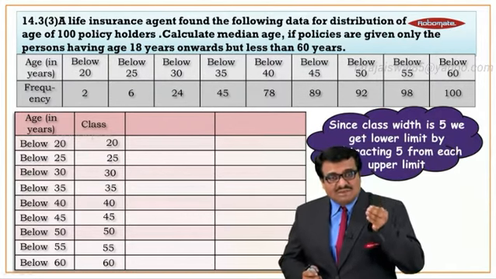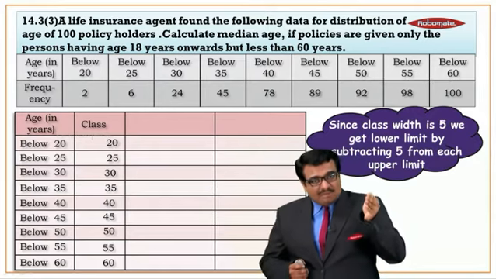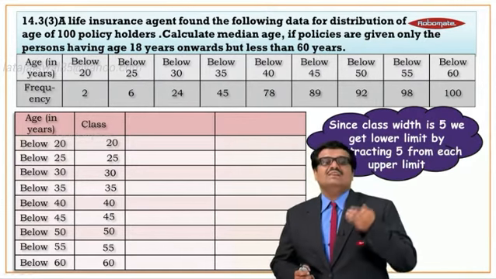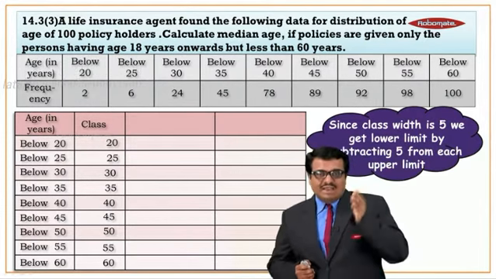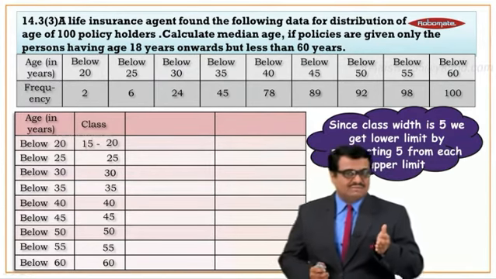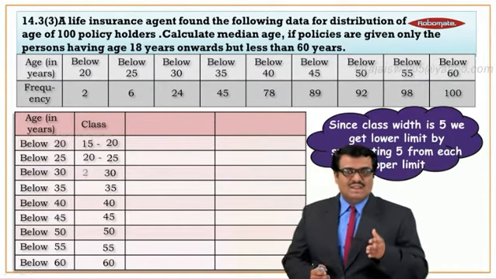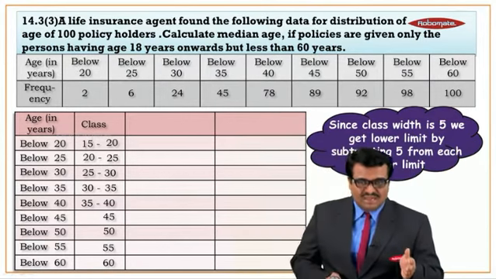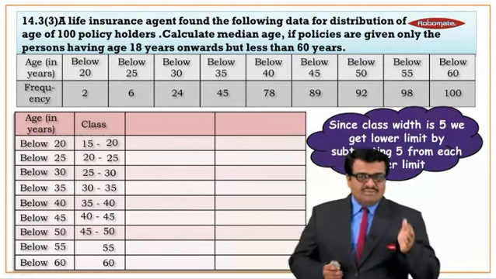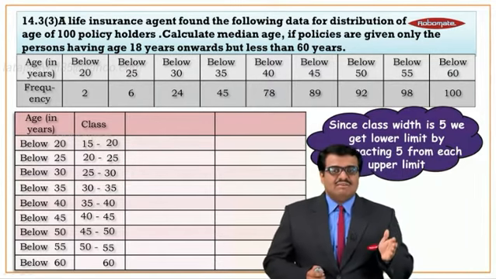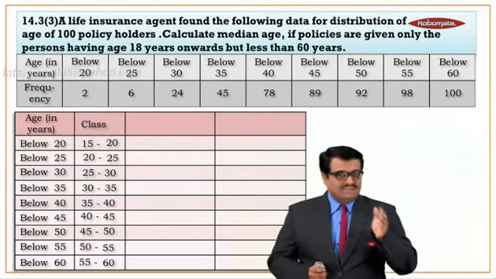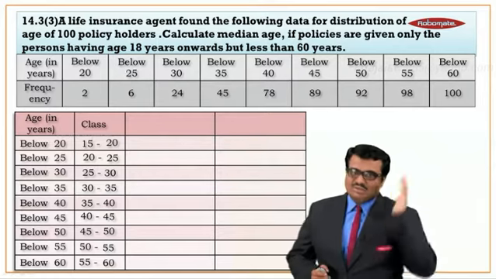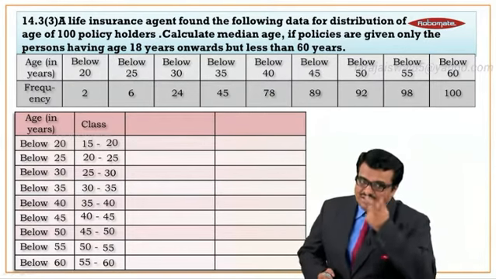And since we know the class width is 5, by subtracting 5 from each upper limit, we get the lower limit also. So 20 minus 5 becomes 15. 25 minus 5 becomes 20. 30 minus 5, 25. 35 minus 5, 30. 40 minus 5, 35. 45 minus 5, 40. 50 minus 5, 45. 55 minus 5, 50. 60 minus 5, 55. So we got all the lower limits also. So what we have got is continuous classes.